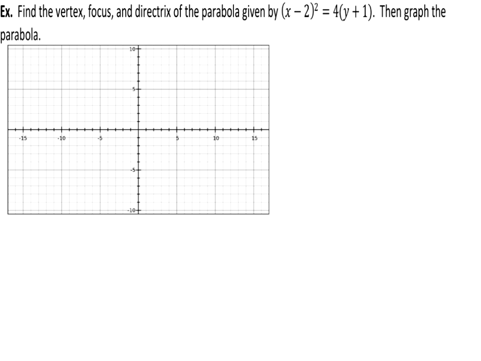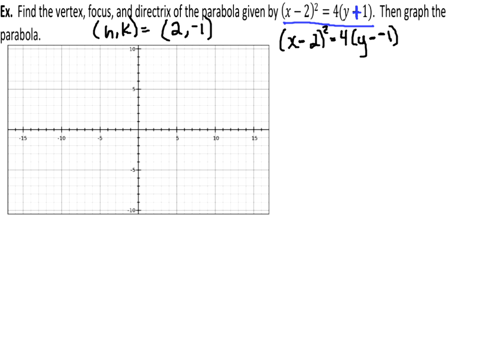All right, so we have a parabola here that is not centered at the origin. And right off the bat, the thing that jumps out at me is this plus sign right here, because I know it should be a minus. So I'm going to start out by rewriting this equation: (x - 2) squared equals 4 times (y - (-1)). I almost said squared, but it's not. It's just that single variable on that side of the equation. Okay, so we can go ahead and say (h, k) in this case is equal to (2, -1). Remember, h always goes with the x, k always goes with the y. Okay?